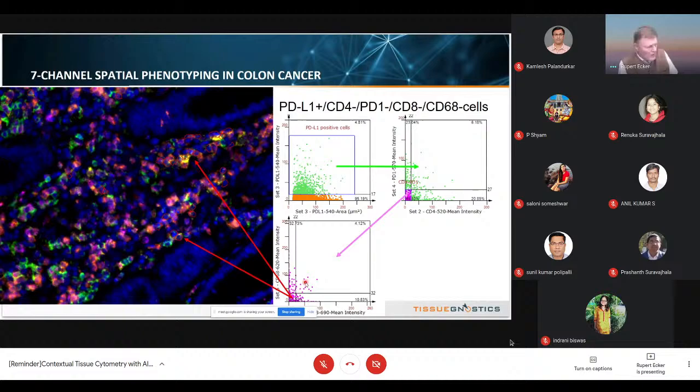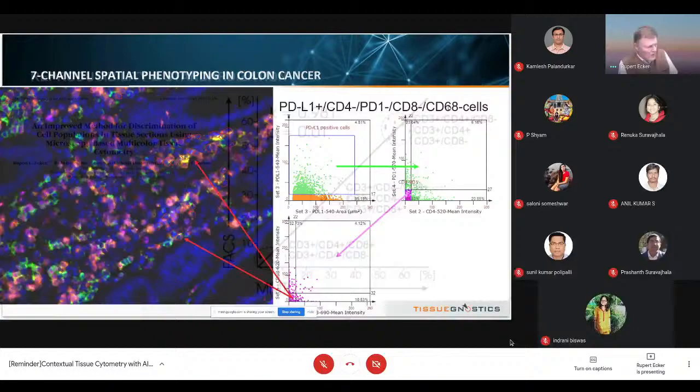And when we now look again at the double negative here, which is CD8 on the x-axis and CD68 on the y-axis, and make the backward connection, then we see here in red those cells which are PD-L1 positive, CD4 negative, PD-1 negative, CD8 negative, and CD68 negative. So we have 1, 2, 3, 4, 5 markers analyzed, co-expression of 5 markers analyzed on the single cell level in situ, in a tissue section.